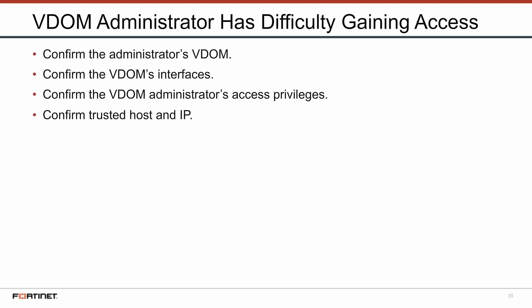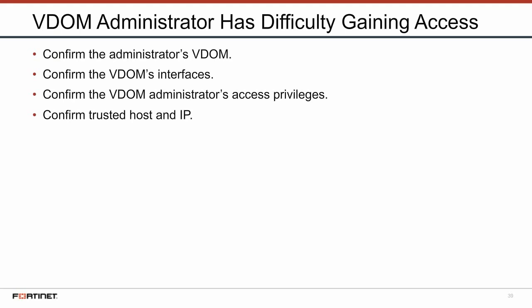Confirm the VDOM's interfaces. An administrator can access their VDOM only through interfaces that are assigned to that VDOM. If interfaces on that VDOM are disabled or unavailable, there will be no method of accessing that VDOM by its local administrator. The super_admin will be required to either bring up the interfaces, fix the interfaces, or move another interface to that VDOM to restore access.